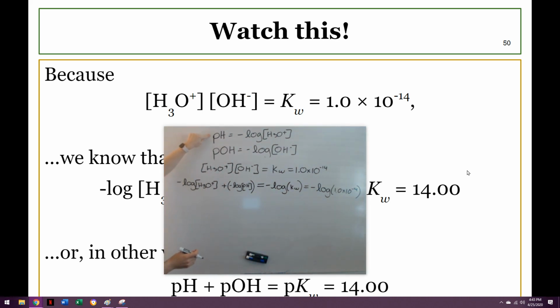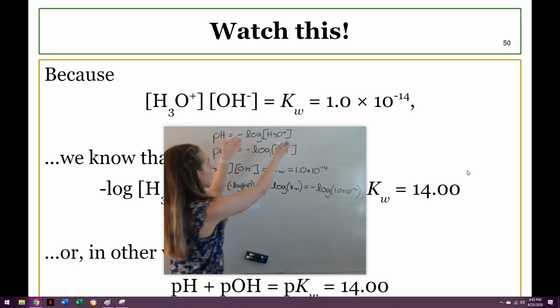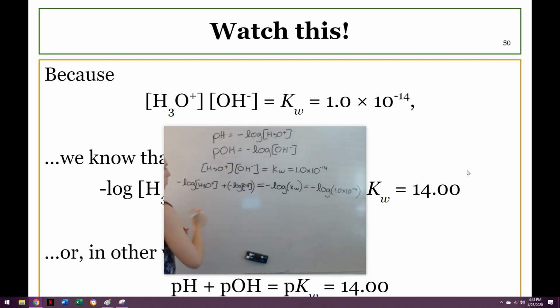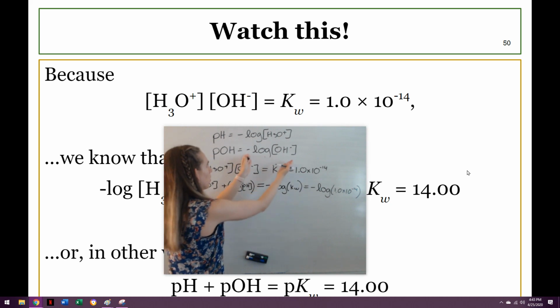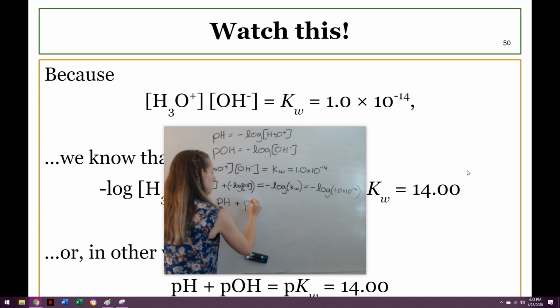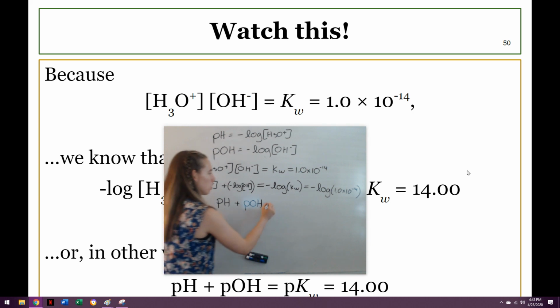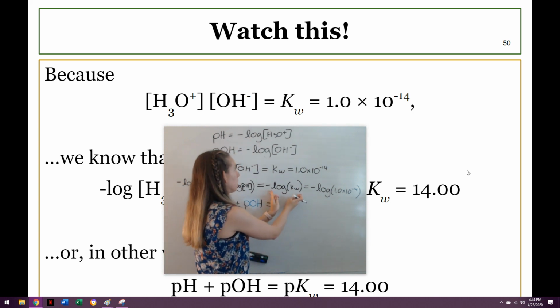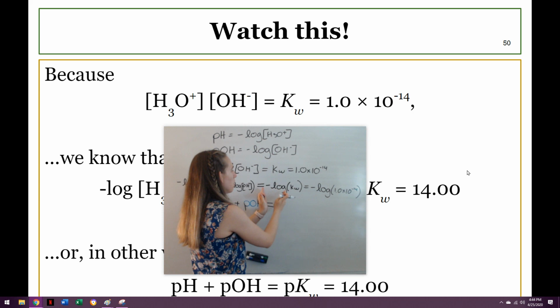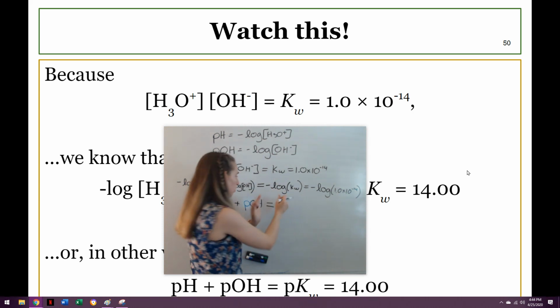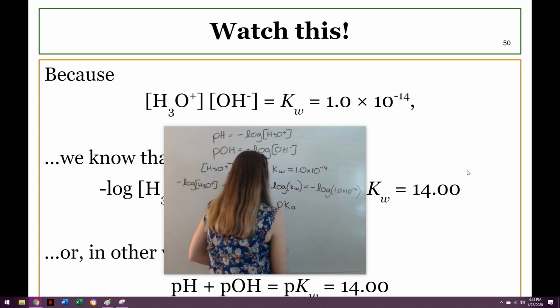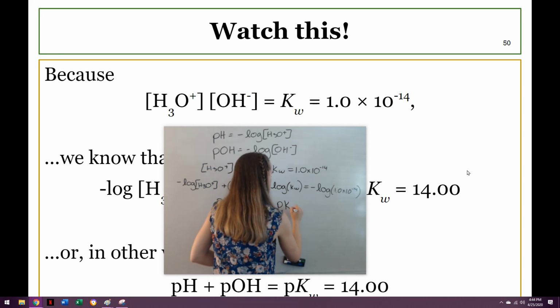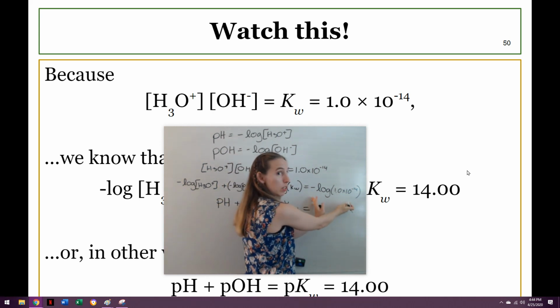Now let's go back up here. So look at this right here, negative log of H3O, that's equal to pH. So we can substitute and say pH plus, well, what is this equal to? Negative log of hydroxide, same thing, right? That's equal to pOH. So we say pH plus pOH is equal to negative log of Kw. If you remember, P is just equal to negative log. So this is actually negative log of Kw, negative log of 1 times 10 to the negative 14.